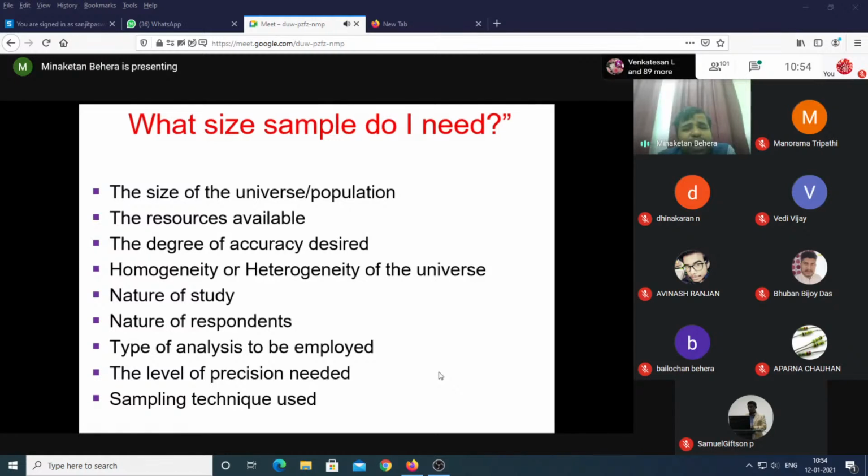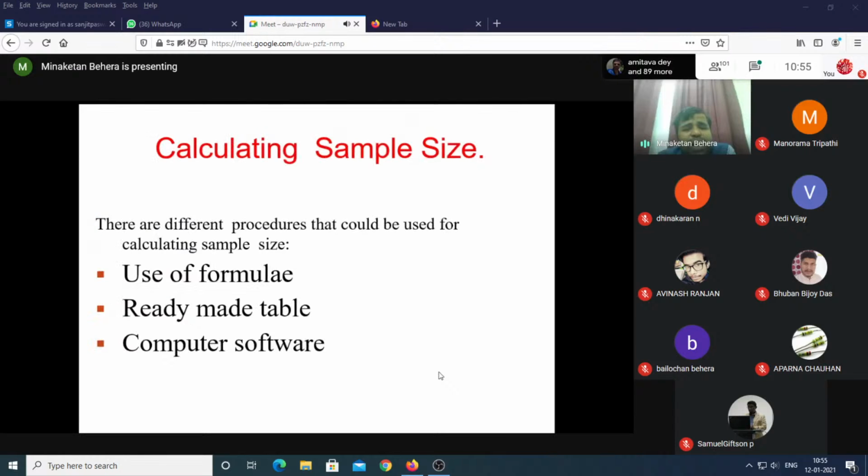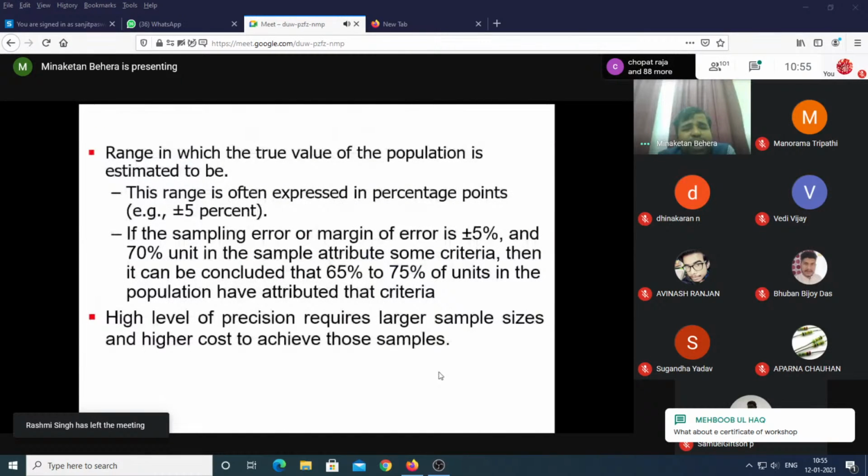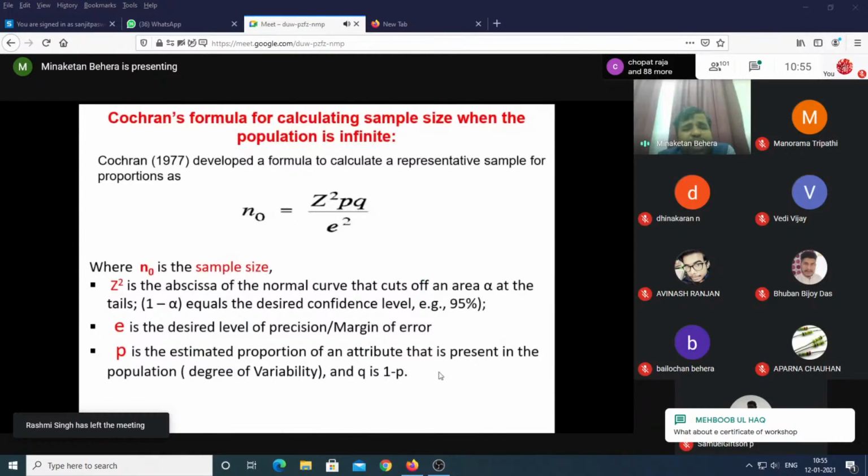So categorically mention it: I have used stratified simple random sampling, or I have used simple random multi-stage sampling, and my total sample size follows a thumb rule. Because of time constraints, I am not going into the mathematical methods to calculate the sample size. There are many methods through which you can calculate it. There is a formula, you just look at it.